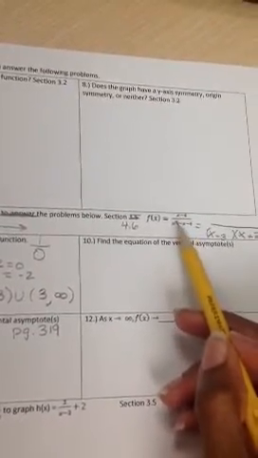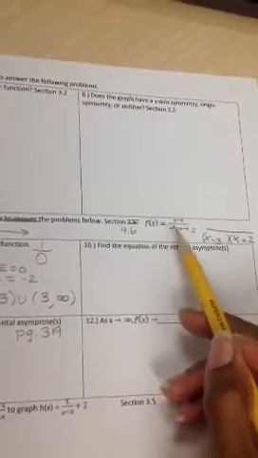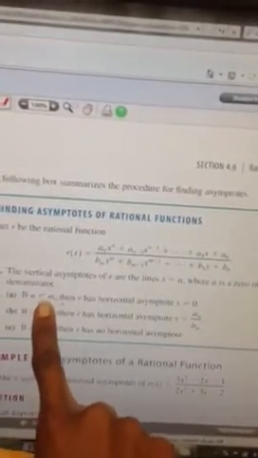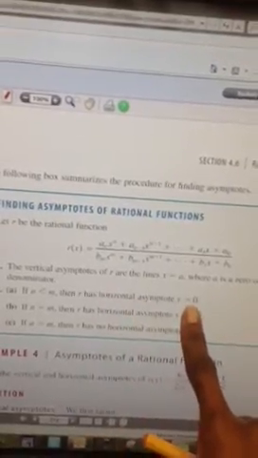So for this particular problem, the degree of our numerator is 1. The degree of our denominator is 2. So the degree of our numerator is less than the degree of our denominator. Looking back at our rules, if the degree of our numerator is less than the degree of our denominator, then your horizontal asymptote is y equals 0.